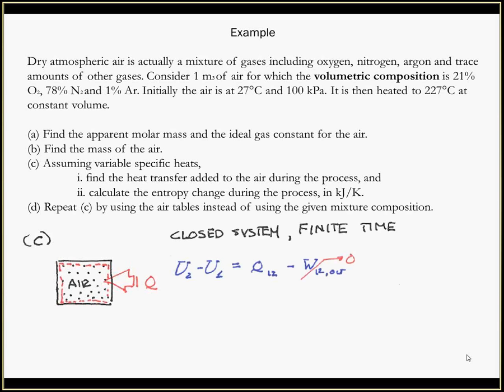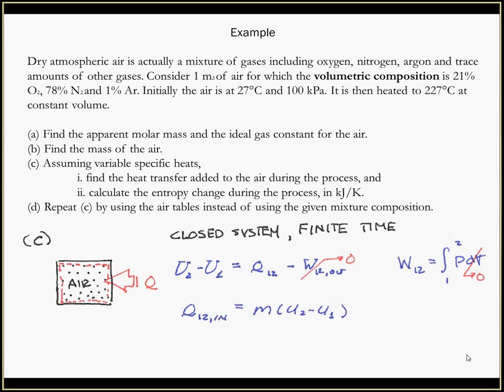You'd identify that there was heat transfer going in. You'd write the closed system finite time version of conservation of energy, ignoring kinetic and potential energies. Recognize that there's no work, there's no paddle wheels, you're not plugging it in. It's constant volume, so PdV work is 0. And you'd solve it for Q. So Q is mass times the change in internal energy, or specific internal energy.